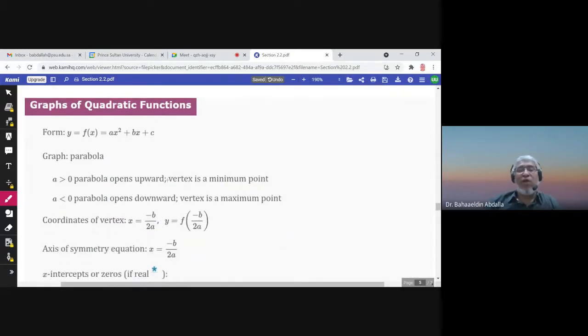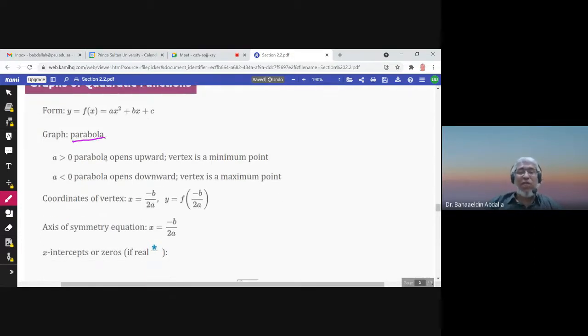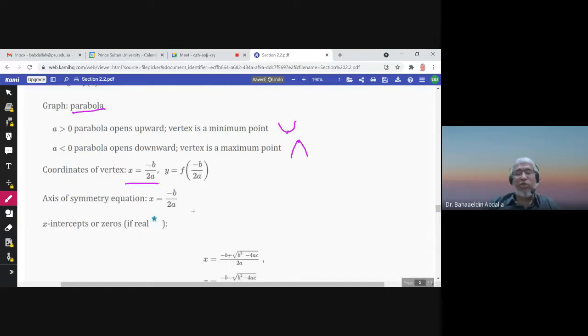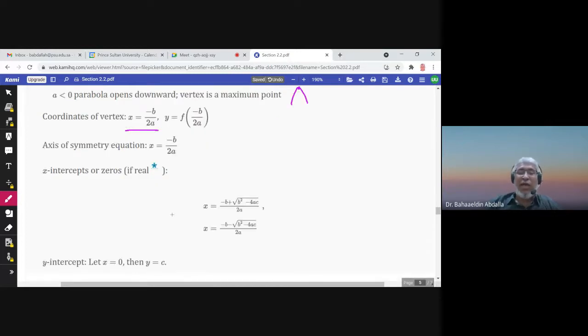Now, how to graph a quadratic function? We know that the graph is a parabola. If a is positive, the parabola opens upwards, and in this case the vertex would be the minimum point. If a is negative, the parabola opens downwards, and in this case the vertex would be the maximum point. Coordinates of the vertex: x or h is negative b over 2a, k or y is f of h. Axis of symmetry: x = h or negative b over 2a.